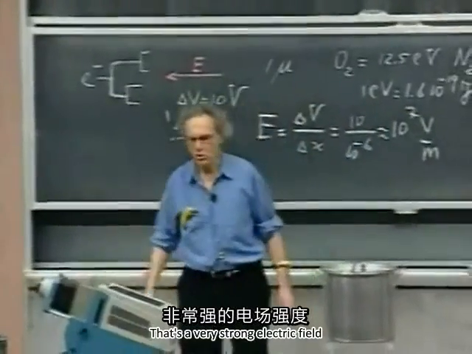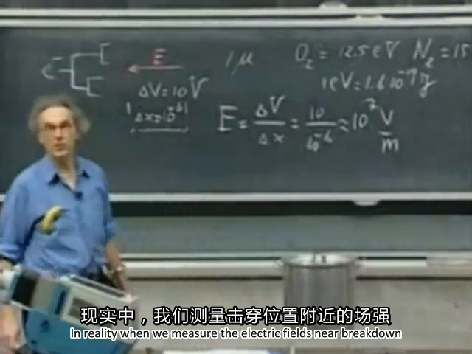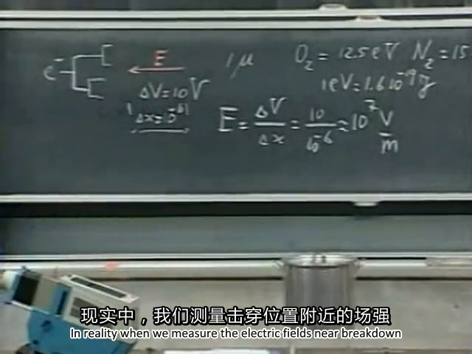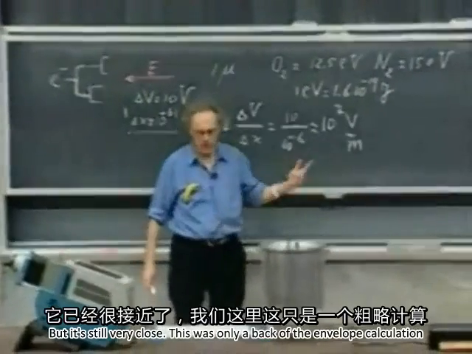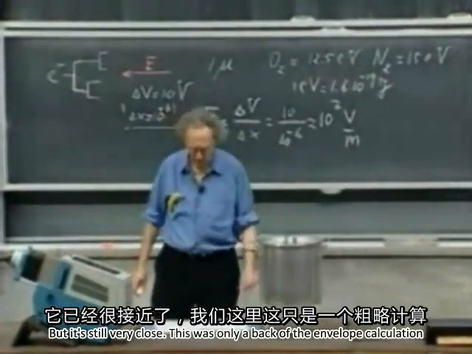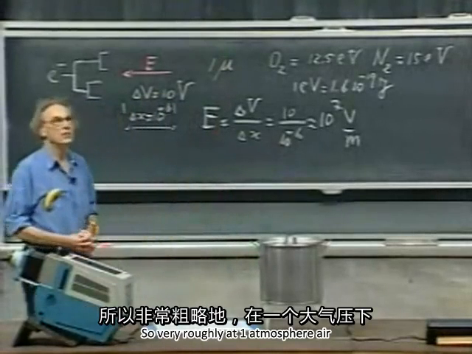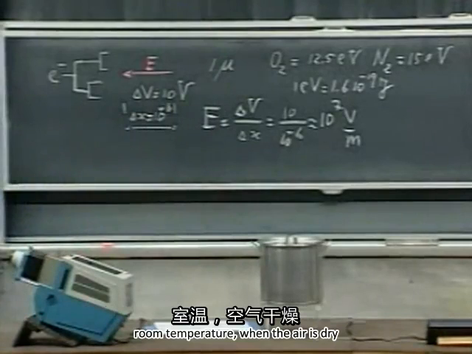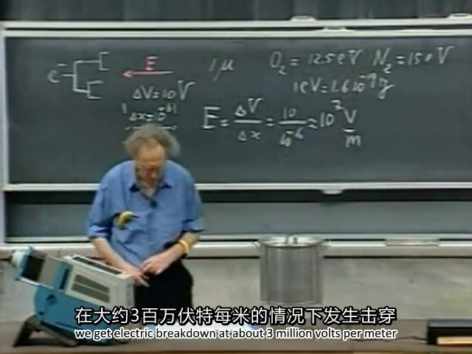That's a very strong electric field. In reality, when we measure the electric fields near breakdown, it is more like 3 million volts per meter. But it's still very close. This was only a back-of-the-envelope calculation. So very roughly, at 1 atmosphere air, room temperature, when the air is dry, we get electric breakdown at about 3 million volts per meter.